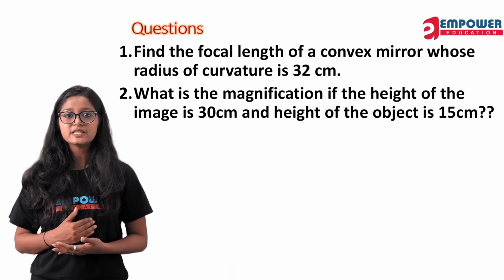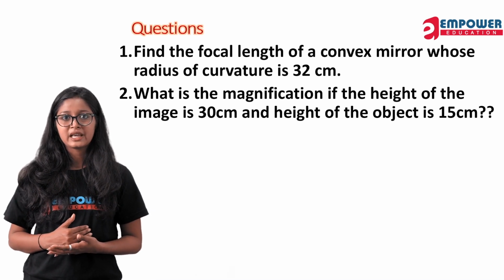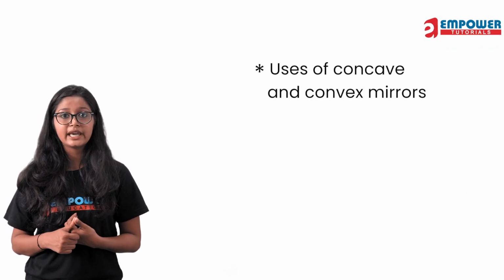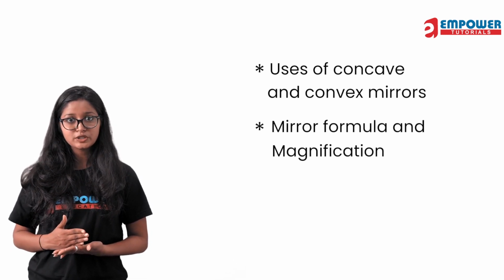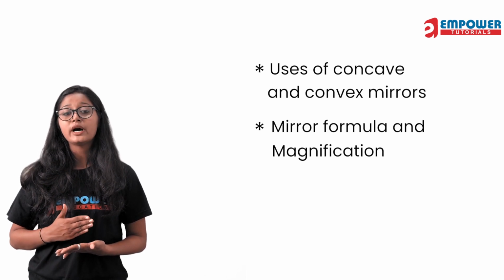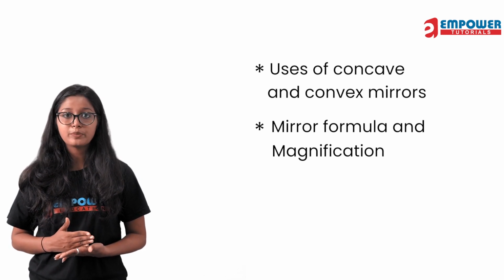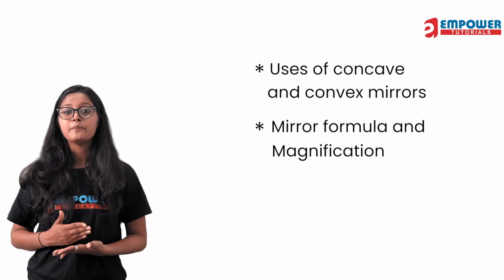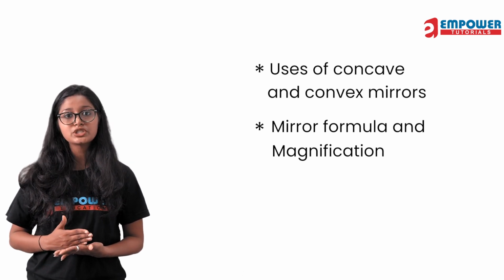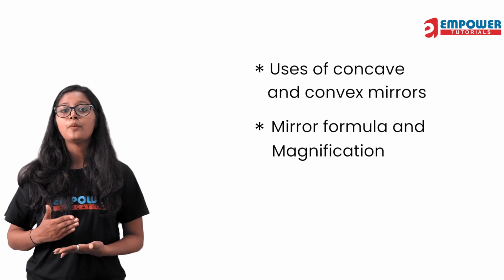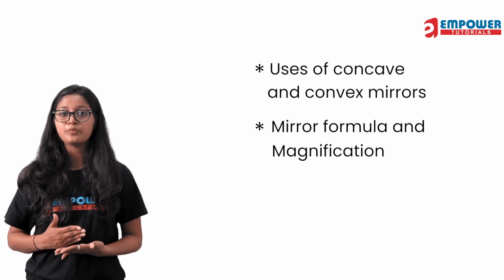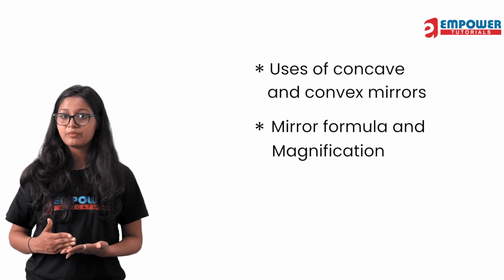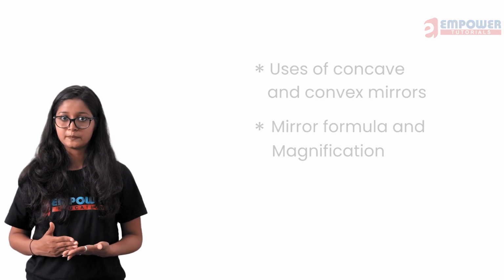So students, with this we have completed reflection. Let's have a quick recap of what we have learned today. Uses of concave and convex mirrors. We learned about the mirror formula and magnification, where the mirror formula is 1/f = 1/v + 1/u. Magnification, which is the ratio of the height of the image upon the height of the object, is equal to -v/u, which is the distance of the image upon the distance of the object.